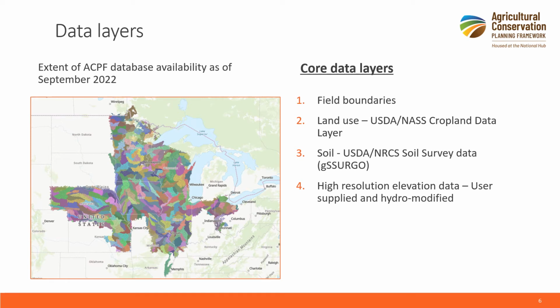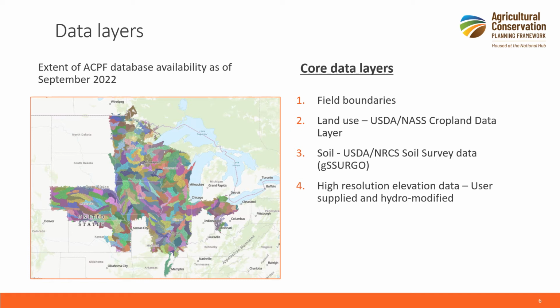Four spatial data layers are required to run the ACPF toolbox. A feature of the ACPF is that these core data layers have been compiled and are ready to use for all of the HUC 12 watersheds shown in this map. This map is current as of September of 2022, so these watersheds are downloadable as file geodatabases via the ACPF download tool hosted on the ACPF website.